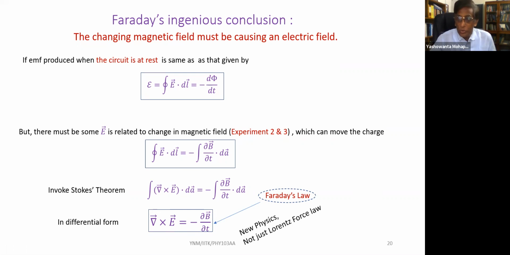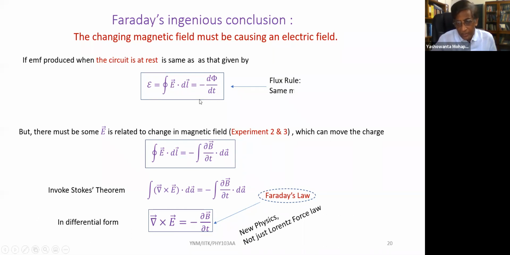So what we had done: motional EMF was Lorentz force, but attributing a new E to minus delta B by delta T. Now this minus, of course, says that it's related to Lenz's law, as we know. All right, so we'll see its manifestations. So now this form that EMF is rate of change of flux, of course, with the same minus sign.